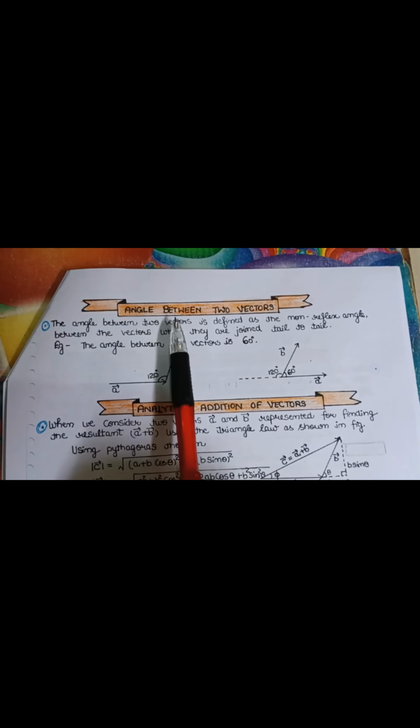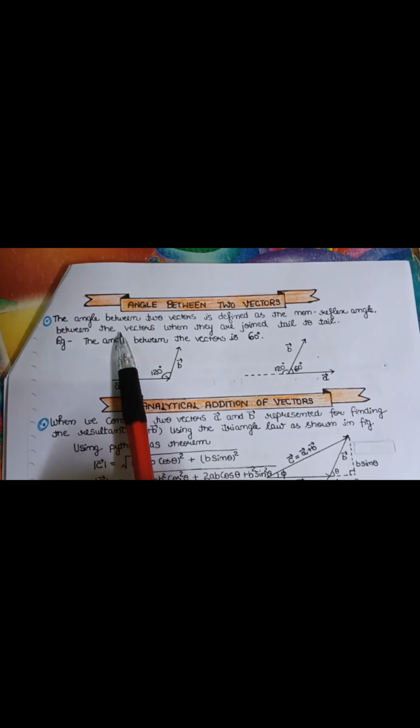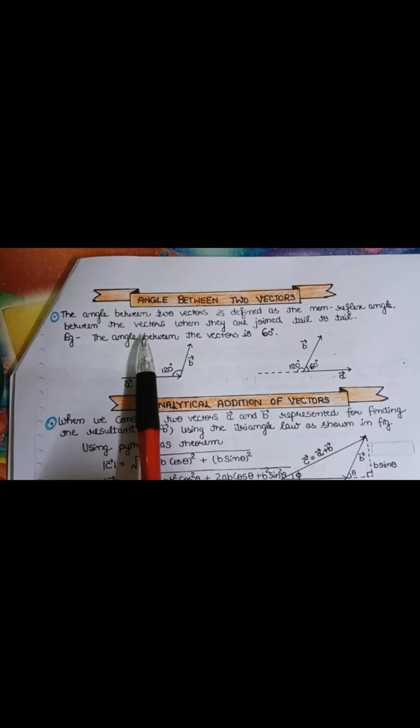Now we look at the angle between two vectors. The angle between two vectors is defined as the non-reflex angle between the vectors when they are joined tail to tail. For example, the angle between the vectors is 60 degree when they are joined tail to tail, not 120 degree, because they are not joined tail to tail.